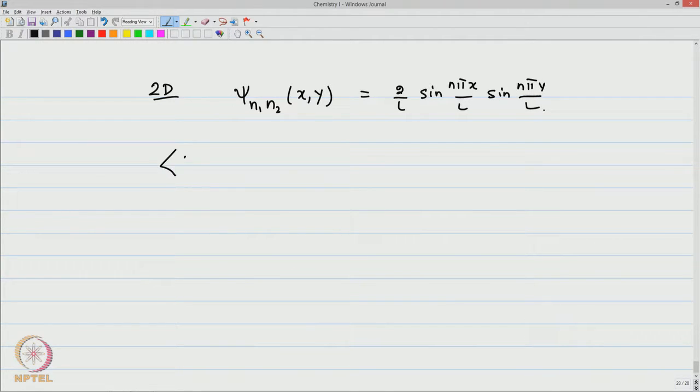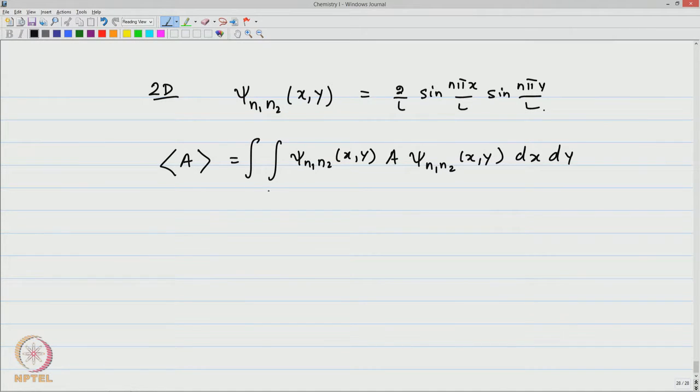Therefore, if you calculate any average value A, you have to do the following integral, namely psi n1 n2 x comma y. Star is not needed because these are real functions. Then the operator A acting on the function psi n1 n2 x y, except that now the integral is over both dx and dy, because x goes from 0 to L and y also goes from 0 to L for a square box. Okay. So, this is the quantity we have to calculate. The denominator is 1 because the wave functions are normalized.